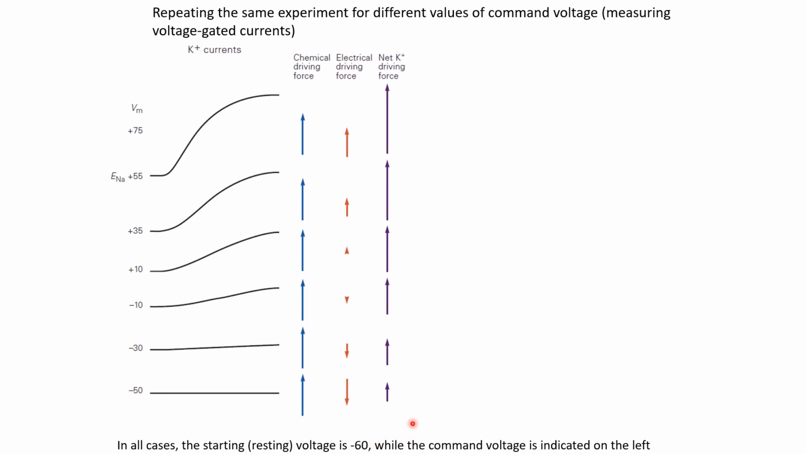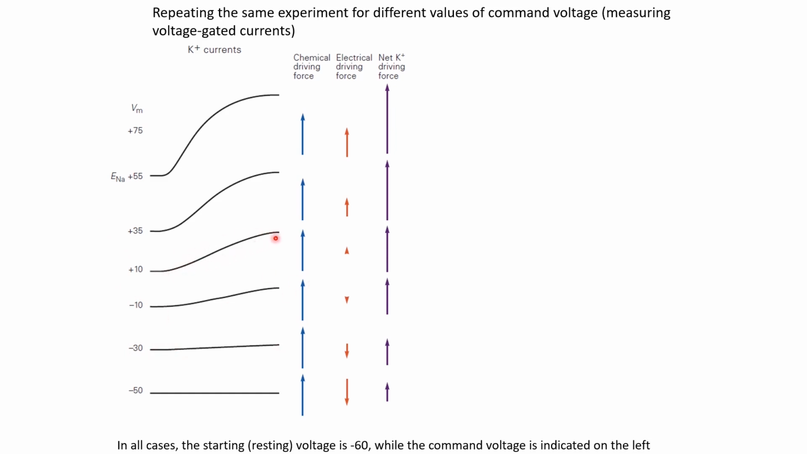And at each value, we know what the driving force on the potassium ions would be. So for potassium ions, the equilibrium potential is around minus 70 or 75 millivolts. So that's where the driving force on potassium ions will be 0. And then if we take the membrane to higher values of command potential, then there will be higher driving force. The farther we go from minus 75, the more driving force there will be on the potassium ions, which is the sum of the chemical and electrical driving forces. So at each value of command potential, we know this driving force, and at each value of command potential, we can also observe the potassium currents.